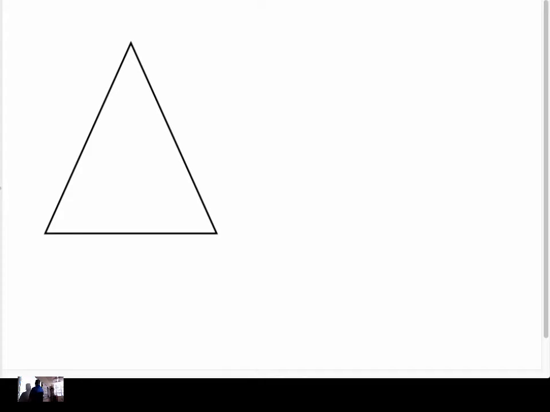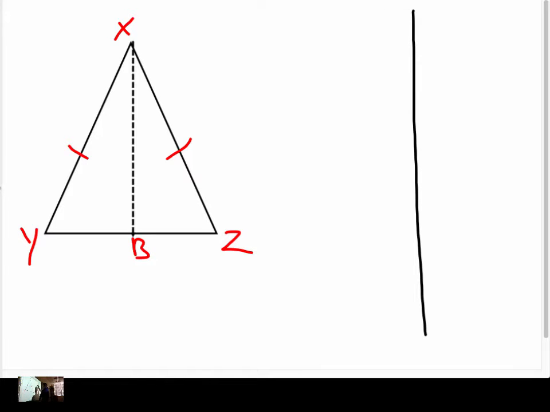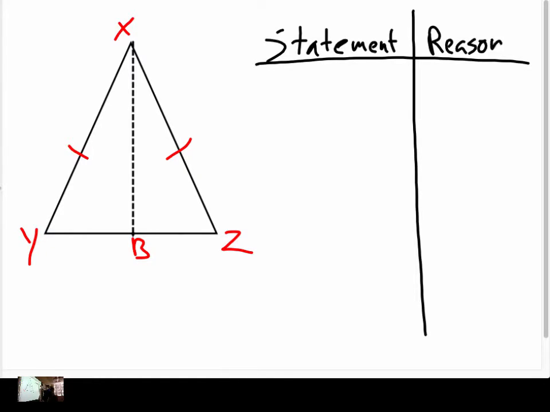So to prove that theorem, what I'm going to do is draw an isosceles triangle, and then I'm going to bisect that angle. And so if I say Y, X, and Z, and then I put B, and I say that these are congruent, I want to prove that Y and Z are congruent. So I have my statement here, and then my reason here. Okay?